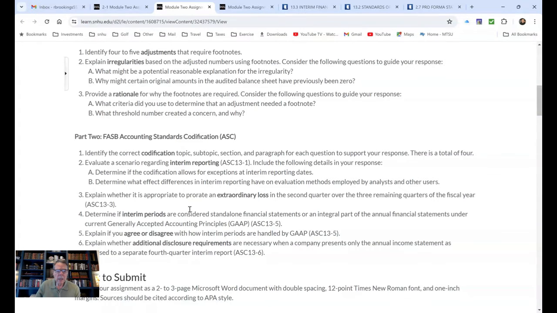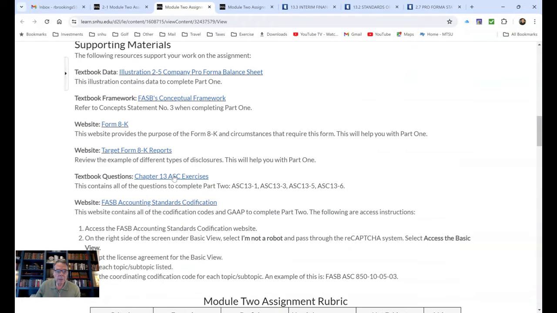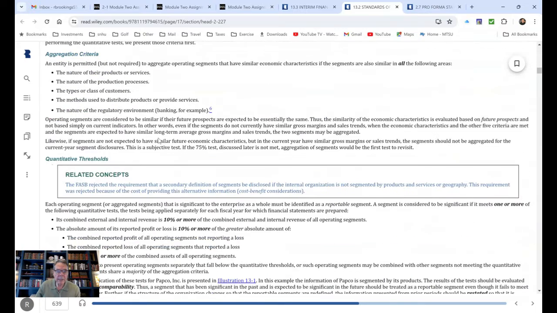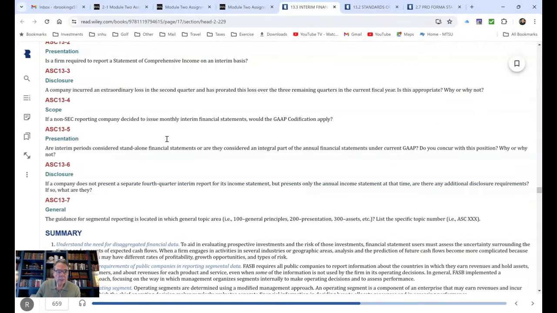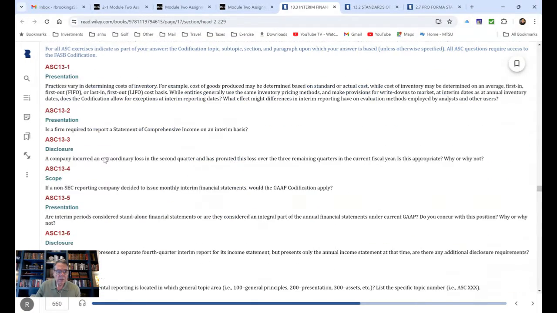GAAP. So to do that, you're going to go to 13.1 exercises. Now, again, it may not necessarily take you to the right section, but 13.1 would be the last part of the chapter. All right, so you see this in the news, and here are the different exercises. So you've got 13.1, 3, 5, and 6. All right, practice, determining cost of inventory. So we're going to be looking at inventory.